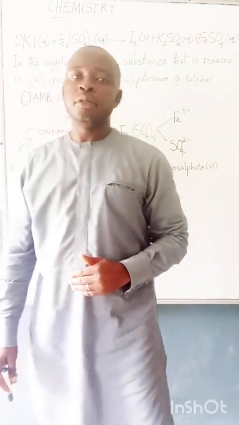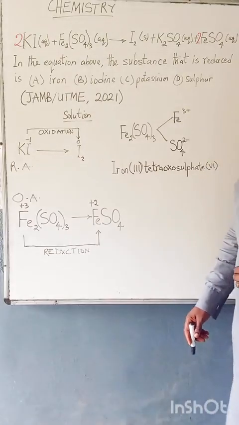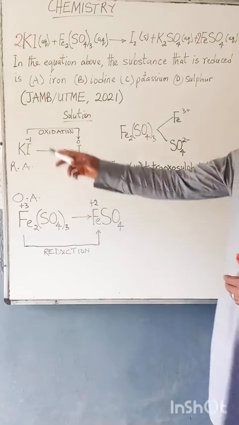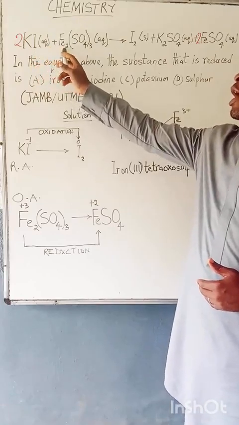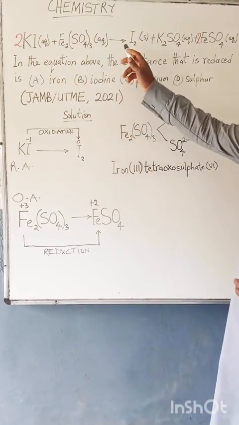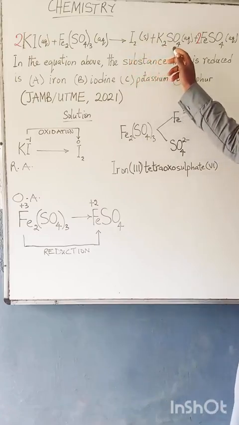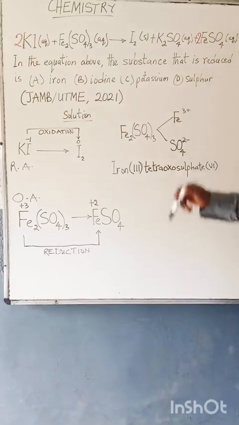On the board is a UTME problem, a 2021 UTME problem to be solved. The problem goes this way. We are given a redox equation to be solved. The redox equation has potassium iodide reacting with iron 3 tetraoxosulfate 6 to produce iodine and potassium tetraoxosulfate 6 as well as iron 2 tetraoxosulfate 6.